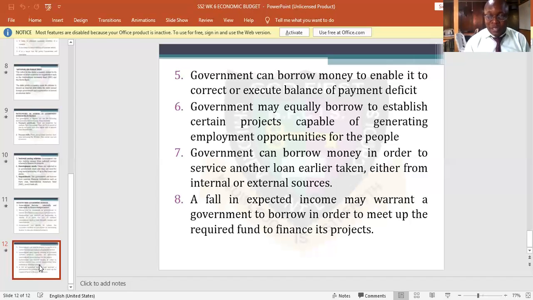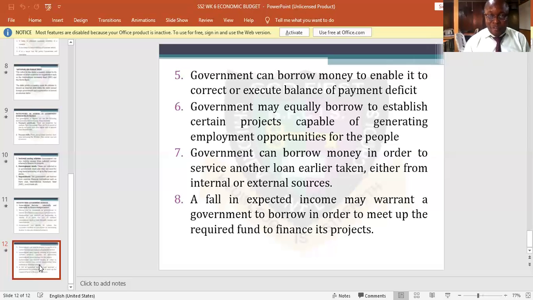Government can also borrow money in order to service another loan. So if government is owing France loan, then they can also borrow money from the World Bank in order to service the loan that they are owing France. So they can borrow money, either from internal or external sources.